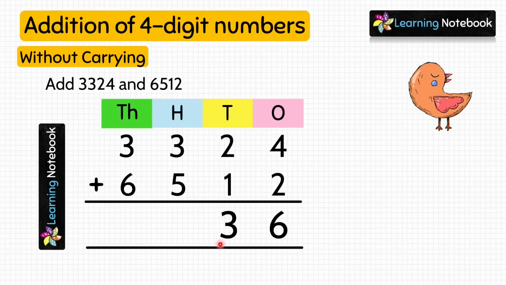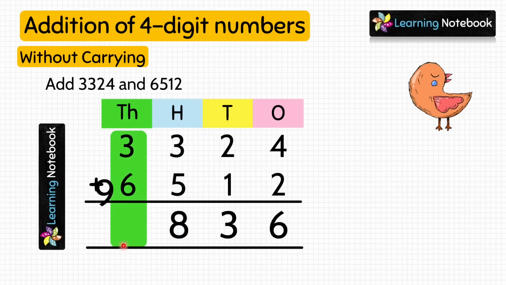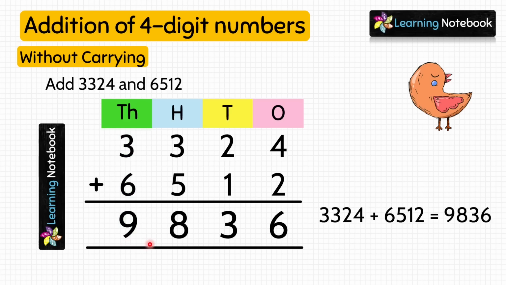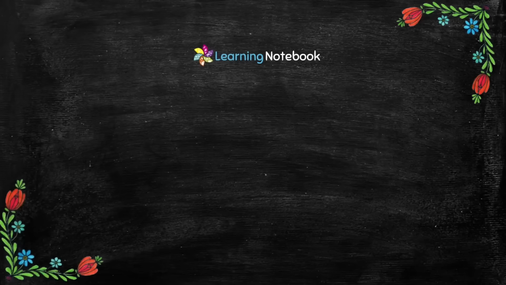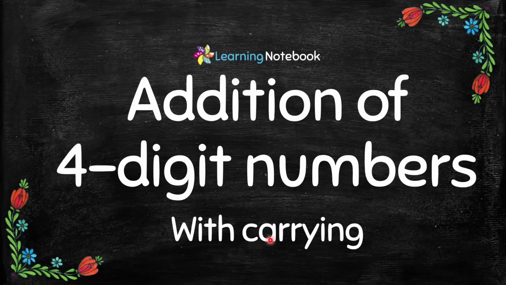Next, 3 plus 5 equals to 8. And lastly, we will add these two digits. 3 plus 6 equals to 9. So we have got the answer as 9836. So this is our answer. Now let's do addition of 4-digit numbers with carrying.